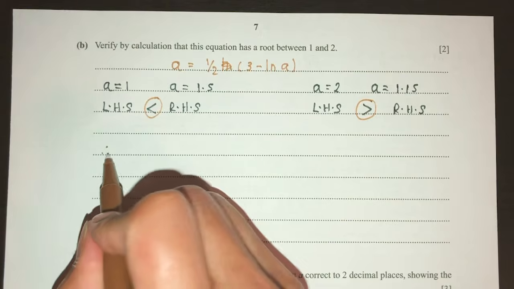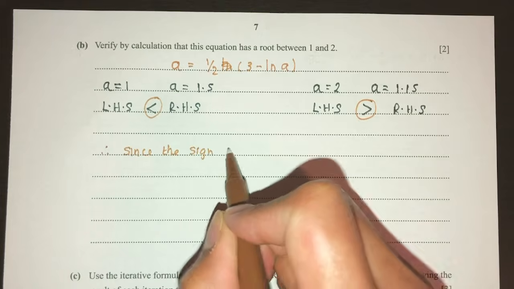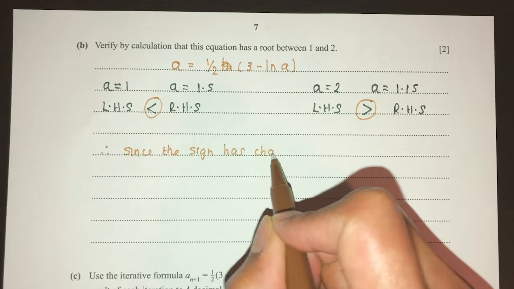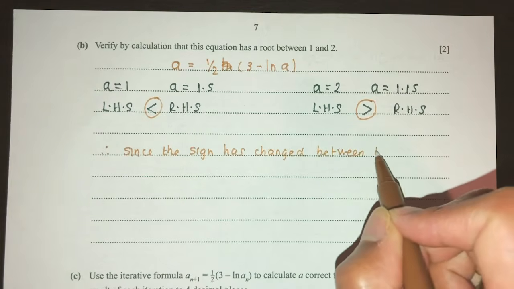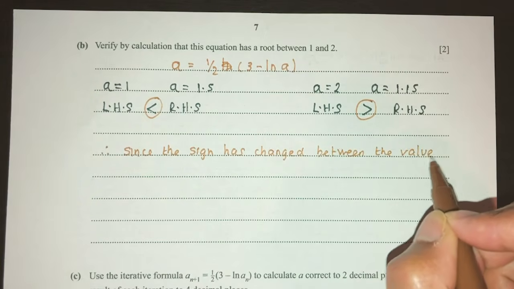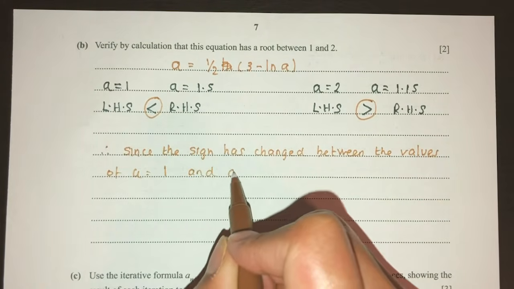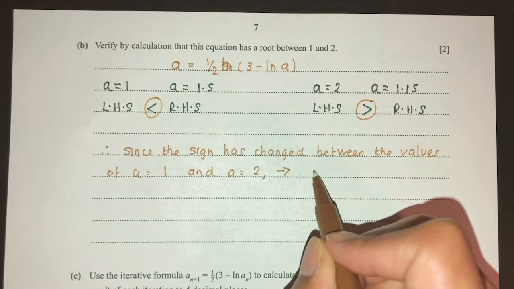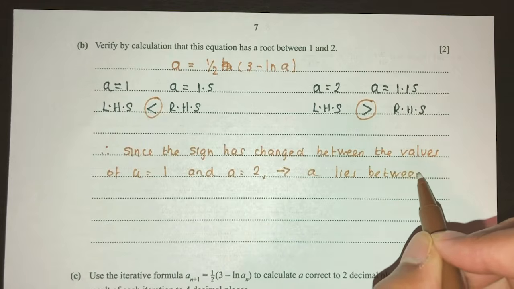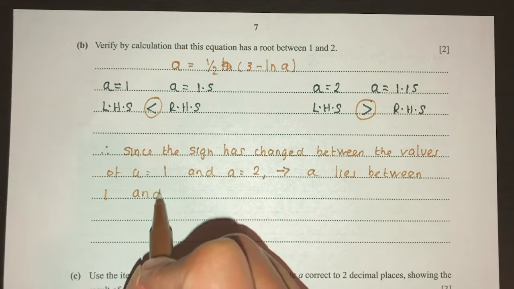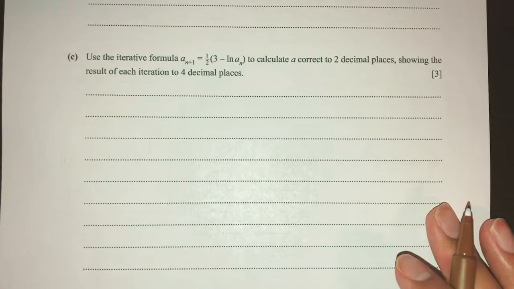So let's write this down. Since the sign has changed between the values of a equal to 1 and a is equal to 2, we conclude that a lies between 1 and 2. So that is the conclusion we can draw from this. Okay. Now let's move on to part B.